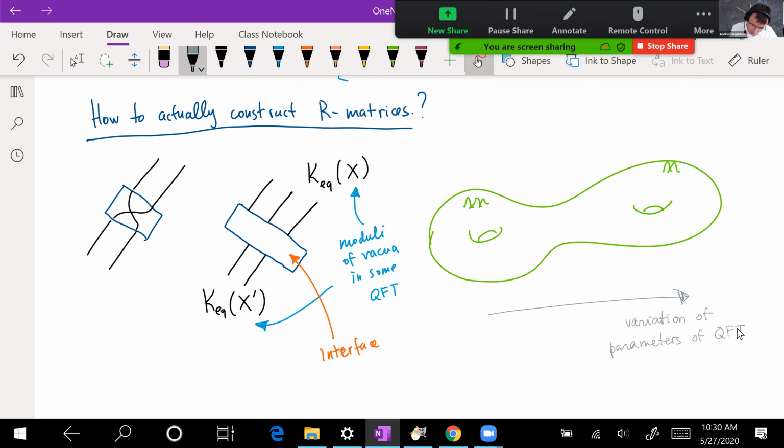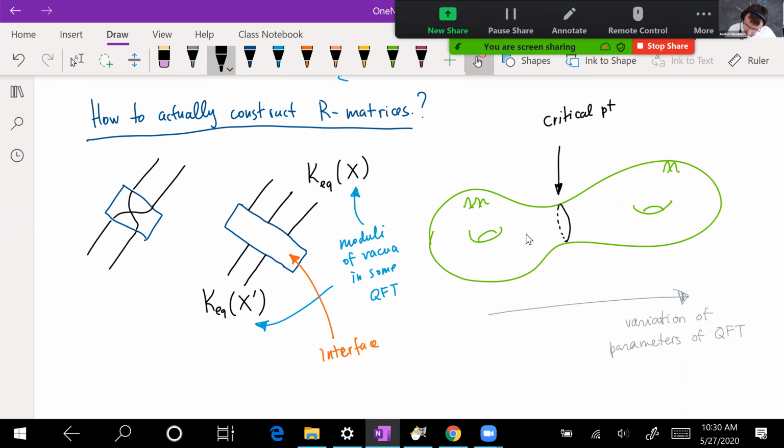So this would be the case for the R matrix. And so in particular, you can have a situation where something critical happens. So as you cross some boundary, there's some critical phenomenon, some kind of critical point.